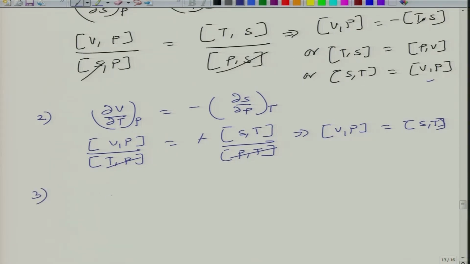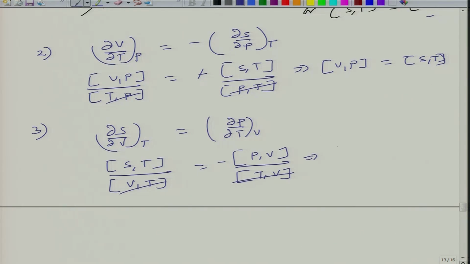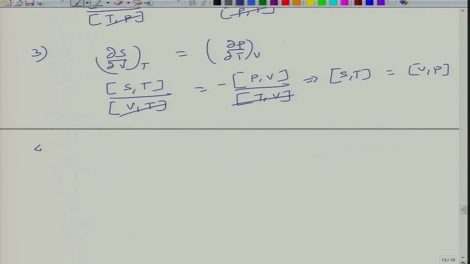Let us look at the third relation. Okay. So, this cancels and this negative sign comes here, and if you rearrange this, this will be again ∂(S,T) is equal to ∂(V,P), same as this expression. So, all the three Maxwell relations yielded the same expression.